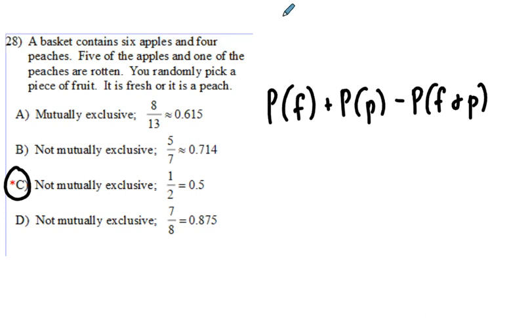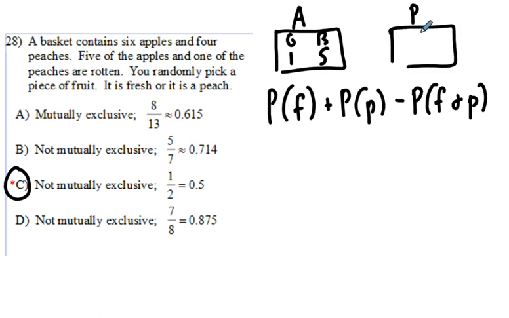Let's draw a picture. 6 apples, 4 peaches. 5 of the apples and 1 of the peaches are rotten. So apples, we've got good and bad. So 1 is good, 5 are bad. For the peaches, 1 is rotten, so bad. And how many goods? 3.